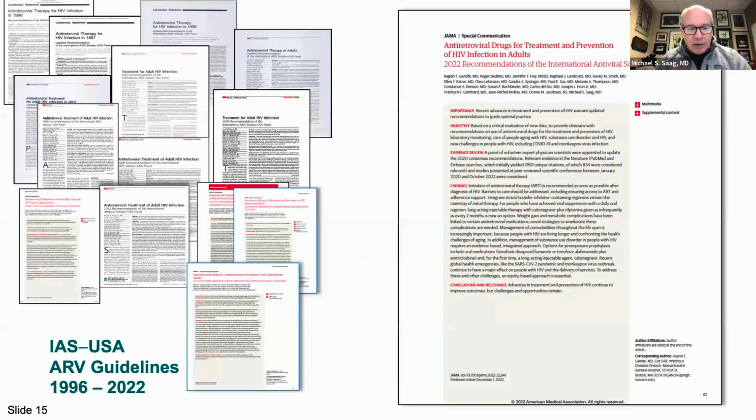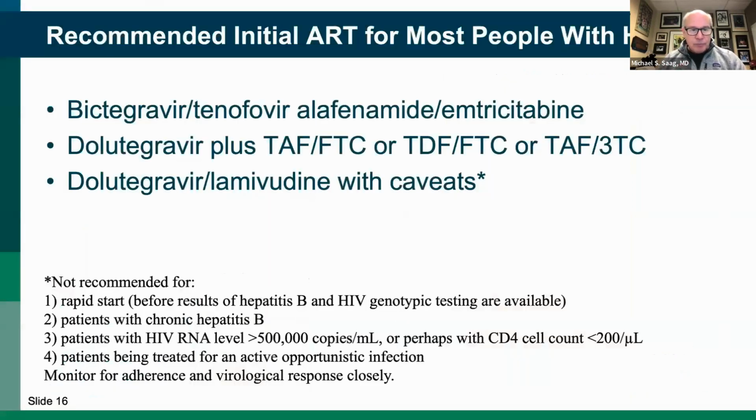And these are the guidelines that I was talking about. This is the most recent version of those guidelines. You can see this was in 2022, and every 2 years since 1996, you can see the compilation there. These guidelines so far have always been updated in JAMA, but you can also go online and get the HHS guidelines that are updated a little bit more frequently.